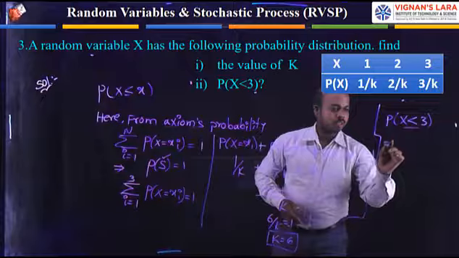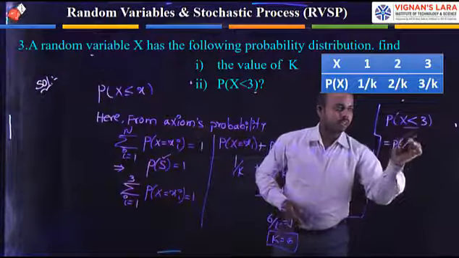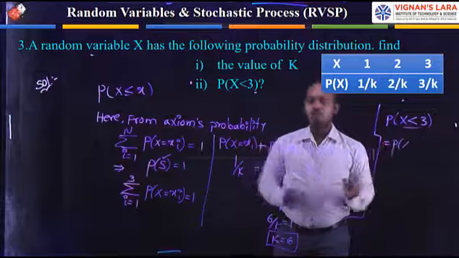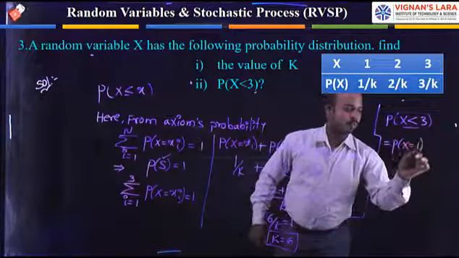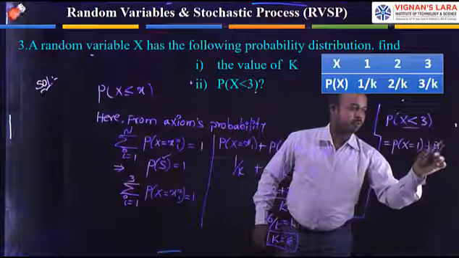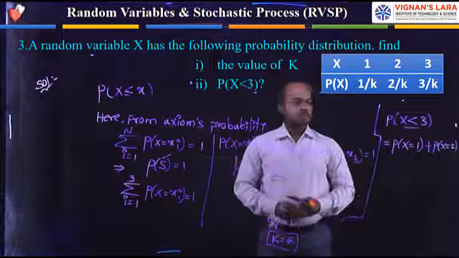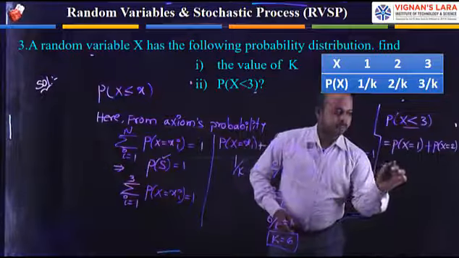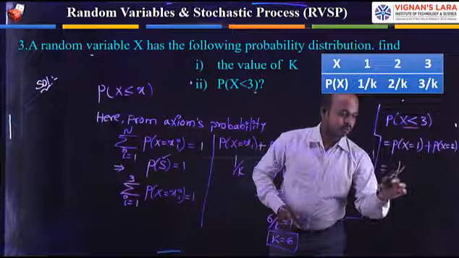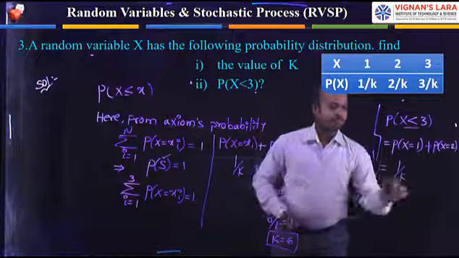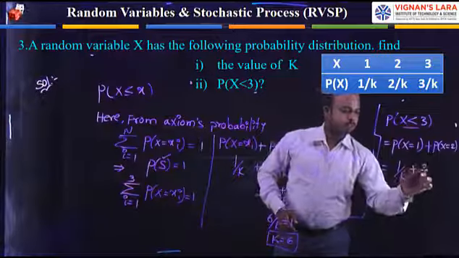That's why the probability of lesser values are at x is equal to 1 and x is equal to 2. That's why probability of x is equal to 1 plus probability of x is equal to 2. These two are the available events. Now I am putting that x is equal to 1 value. Already we know the value is 1 by k plus the value at 2, the probability is 2 by k.